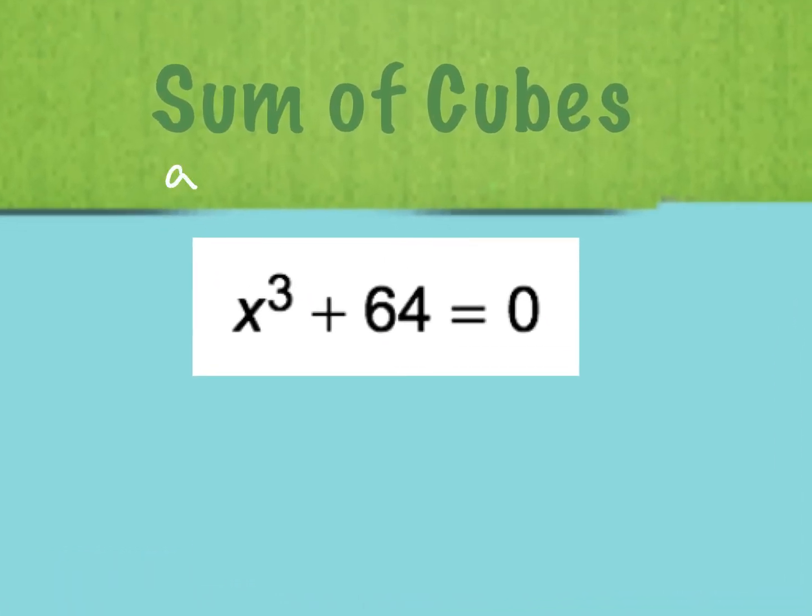So it's a plus b times a squared minus ab plus b squared. Now I need to figure out what a and b are.